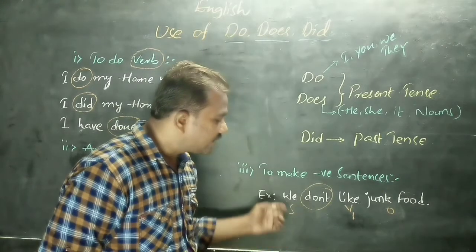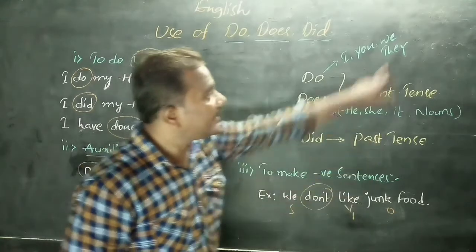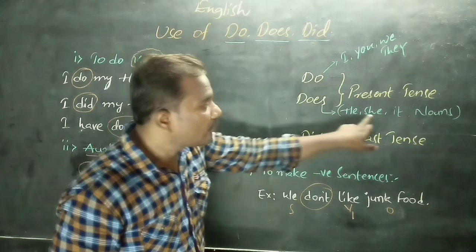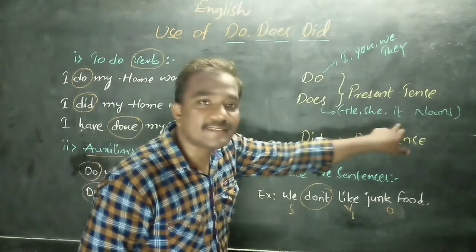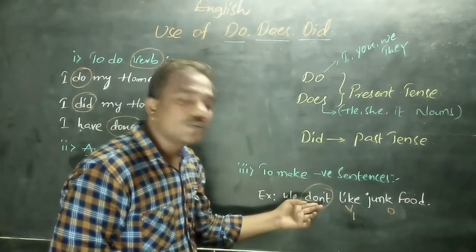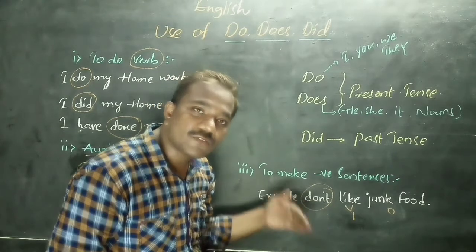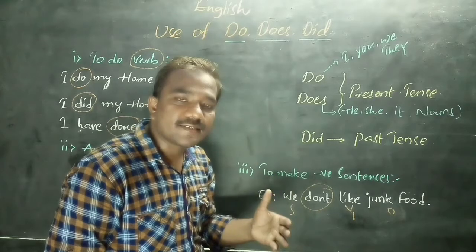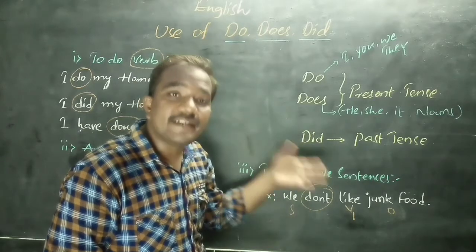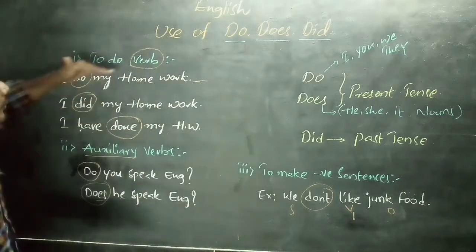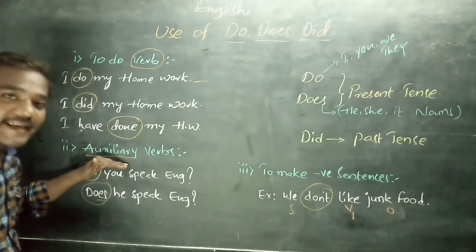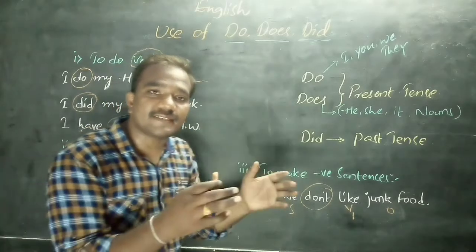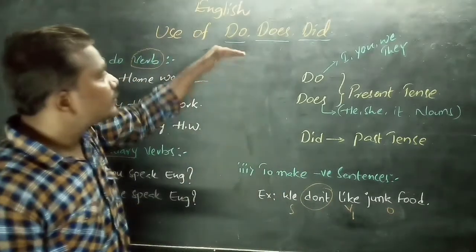Like that, if we change, I do not like junk food. Okay, they do not like junk food, and moreover he does not like junk food. Okay, she does not like junk food and it does not like junk food. Okay, instead of do not, you can also use the compressed form don't. For does not you can use doesn't, right? For did not, didn't, right? So like this, to do verbs and to use as auxiliary verbs and to make negative sentences using simple present and simple past, we will use do, does, did.